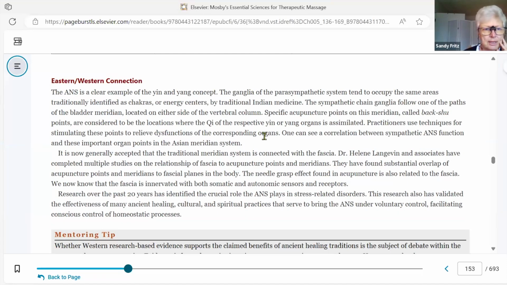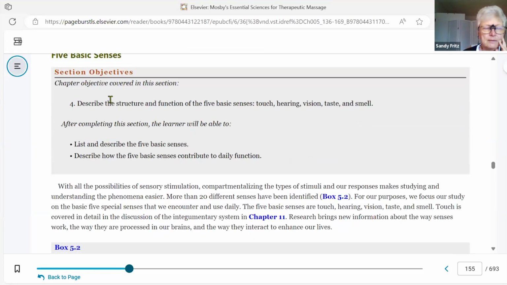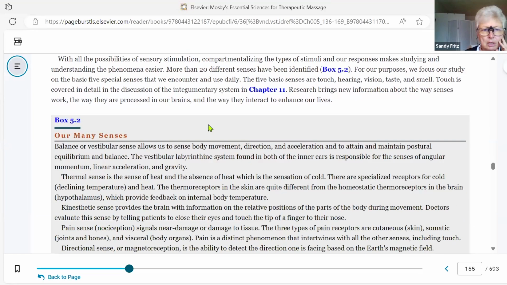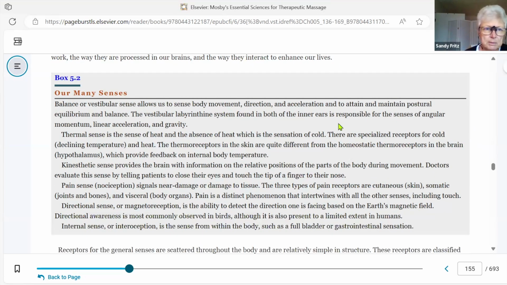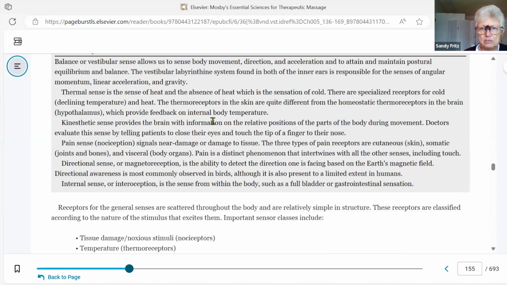And then here's that Eastern-Western connection I mentioned. This is the section on the 5 basic senses. You won't get a lot of MBLEX-related questions here, but a general awareness is important for you to understand overall how our body obtains information, processes it, and then responds. So here we've got our balance or vestibular sense. We've got a thermal or temperature sense. And there's actually a whole therapeutic thermal therapy aspect that usually shows up as part of the scope of practice for massage. The kinesthetic sense gives us an idea of our positioning and movement.